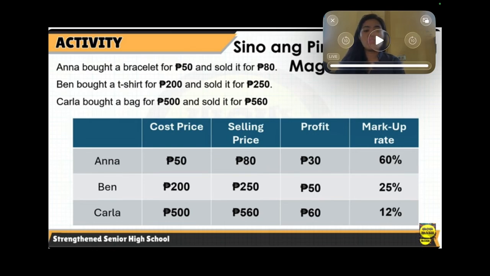Now let us proceed to Carla. Carla bought a bag for 500 pesos and sold it for 560 pesos. The cost price will be 500 pesos and the selling price is 560 pesos. Now the profit will be 560 pesos minus 500 pesos. That gives us 60 pesos. Then 60 pesos divided by 500 pesos times 100 to get the markup rate, we get 12%. Okay, so I hope everything is clear on the table since we're done discussing markup rate.